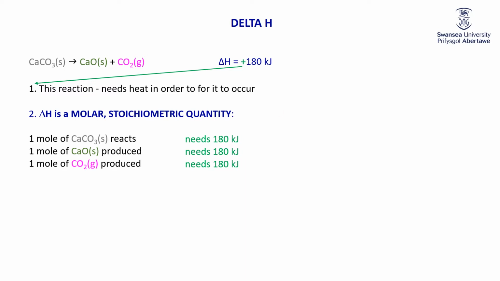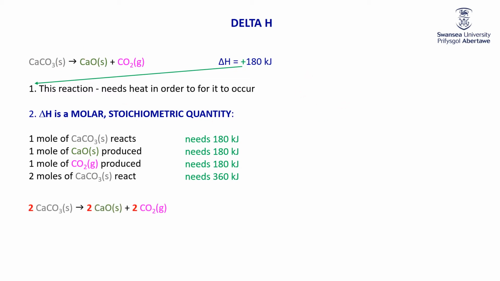Now, this doesn't mean there's 3 times 180 kilojoules for this whole reaction to happen, but what I mean is that we express the delta H in terms of the moles. 1 mole of calcium oxide is associated with 180 kilojoules. 1 mole of calcium carbonate is associated with 180 kilojoules. 1 mole of carbon dioxide is associated with 180 kilojoules. Now, if I were to react 2 moles of calcium carbonate, that would need 2 times 180, or 360 kilojoules. When I write this delta H, it is a molar quantity associated with how I write the equation.